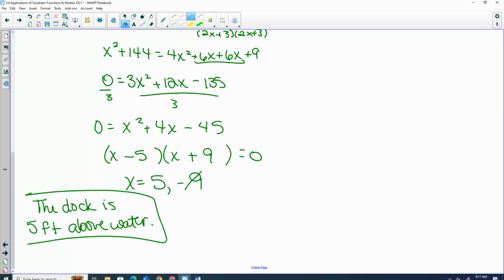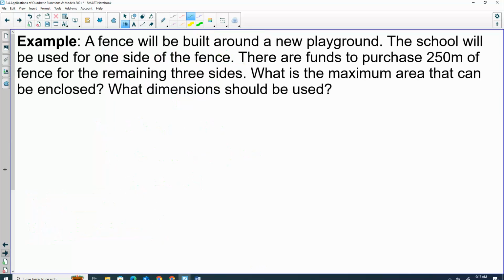Questions on that one? Final problem of the day, and then you guys get time to work on homework. Similar to one we have already done today.